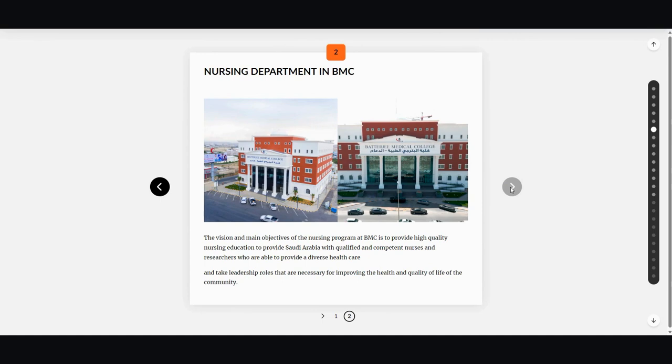The vision and main objectives of the nursing program at BMC is to provide high-quality nursing education, to provide Saudi Arabia with qualified and competent nurses and researchers who are able to provide diverse healthcare and take leadership roles that are necessary for the improvement of the health and quality of life of the community.